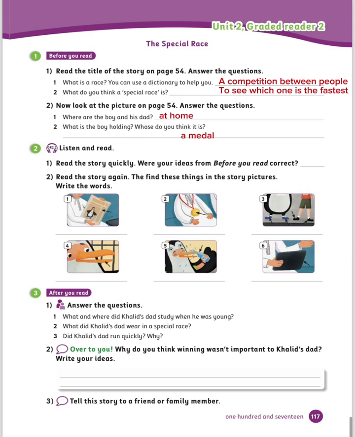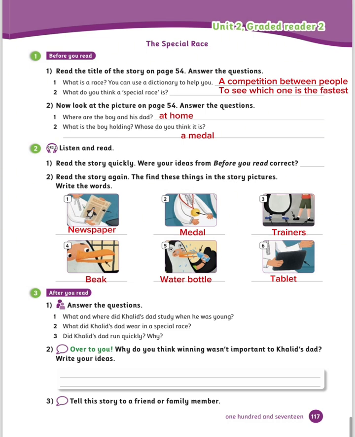Number 1, read the story quickly. Were your ideas from before you read correct? Number 2, read the story again. Find these things in the story pictures. Write the words. Let's see the answers. Number 1, newspaper. Number 2, medal. Number 3, trainers. Number 4, beak. Number 5, water bottle. Number 6, tablet.